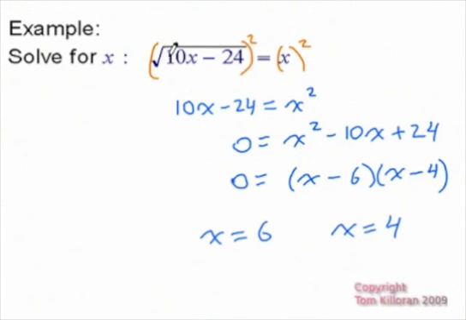So plugging in the 6, we're going to get 60 minus 24, which is 36, and square root of 36, of course, is 6. And if we plug in the 4, we're going to get 10 times 4 is 40. 40 minus 24 is also 16, and the square root of 16, of course, is 4. So now I can say for sure that the solution set for this equation, x could equal 6 or x could equal 4.